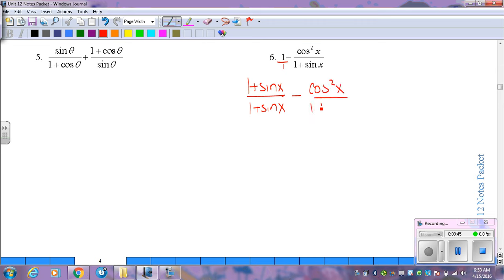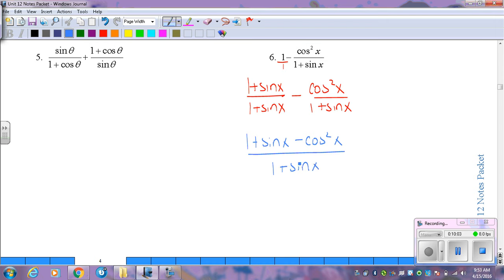All right, so now we have a common denominator, so now we can add them together. I'll subtract them in this case. So we have 1 plus sine x minus cosine squared x all over 1 plus sine x.